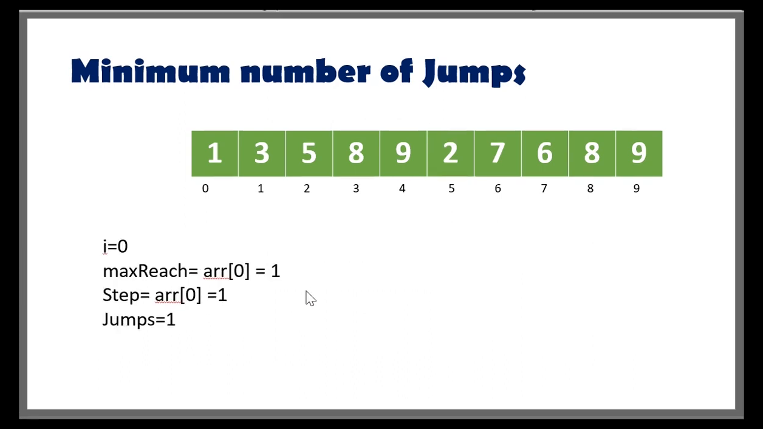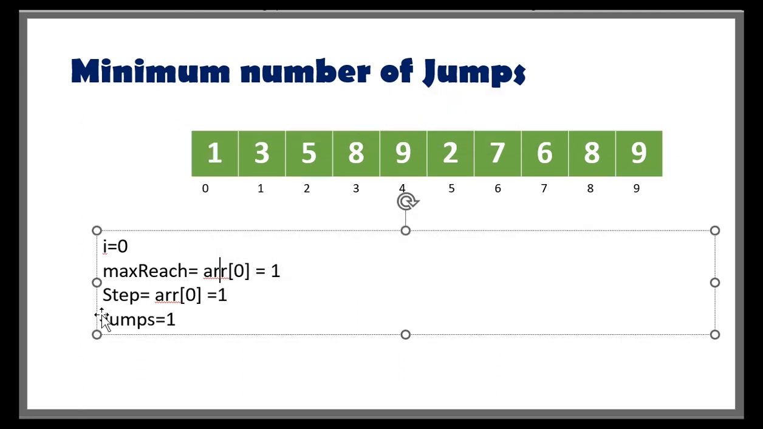So let's move forward with a proper explanation. These are the four variables we need to consider in our complete process. The first one is the index, I is the index, then maximum reach, step, and the number of jumps. Initially when we are starting, the maximum reach value is the first element, which is array of 0, that is 1, and the value of step is also 1. The jumps will also be initiated with 1, since for the first element we will check if it is not 0 or negative, then the value of jump will start with 1.